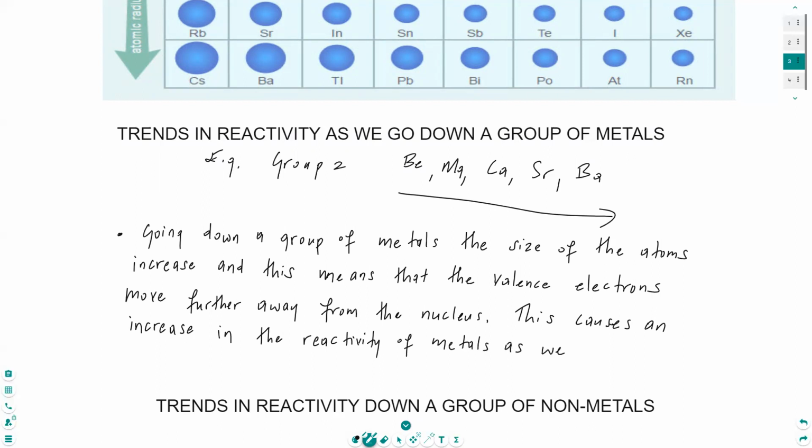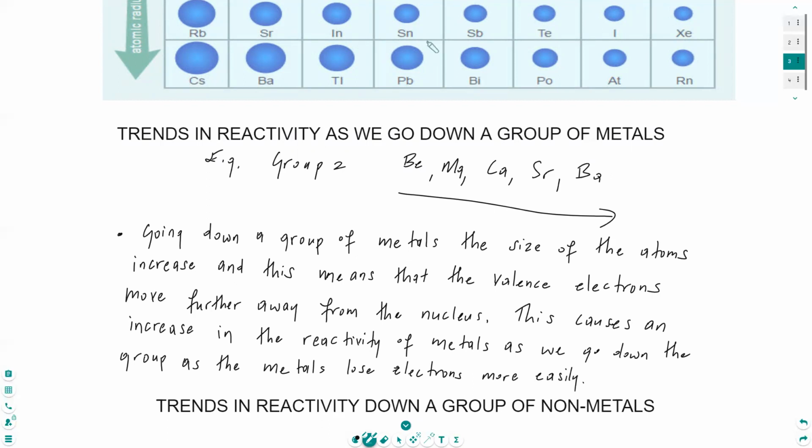And what we mean is that the metals lose their electrons more easily. So everybody in the group has the same number of electrons to lose. But as you get bigger and bigger in size, you lose the electrons more easily, and that makes you more reactive. So let's go over it again.